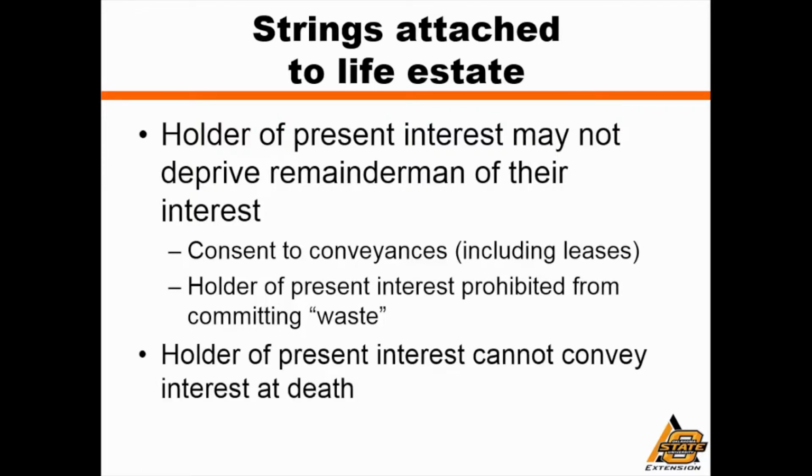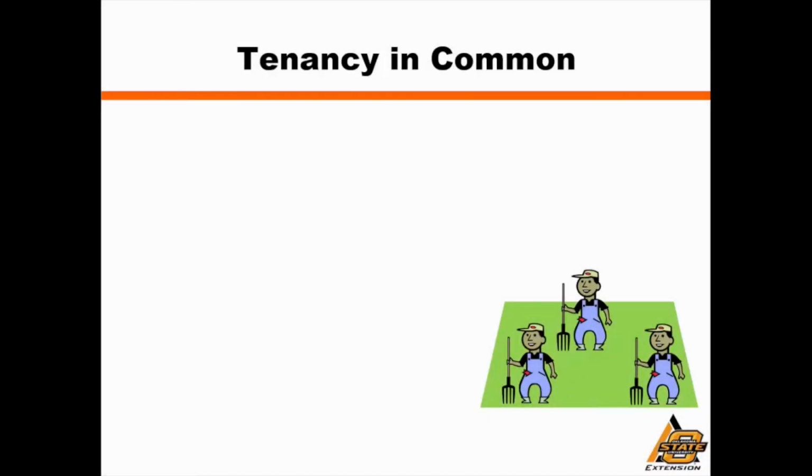The holder of the present interest, again, cannot convey the interest until death. It goes to the remaindermen. They can't make it go to somebody else. A will can't act upon it to say, I don't want the remaindermen to have it, I want somebody else to have it. It has to go to the remaindermen.